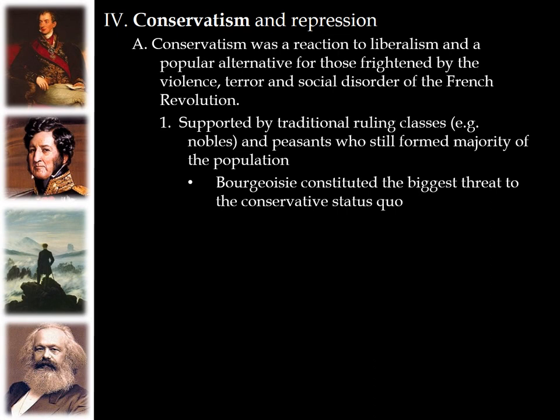Now that the Congress of Vienna is meeting, these are the ones that the Congress of Vienna wants to repress. They want to repress these ideas and try to put the genie back in the bottle, which we've already said you can't really do completely.